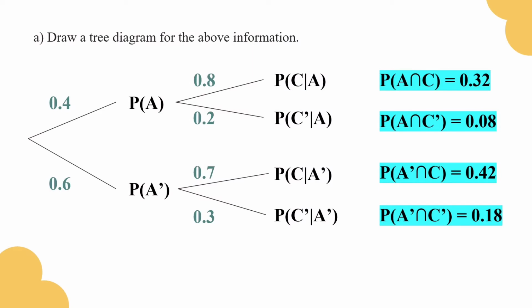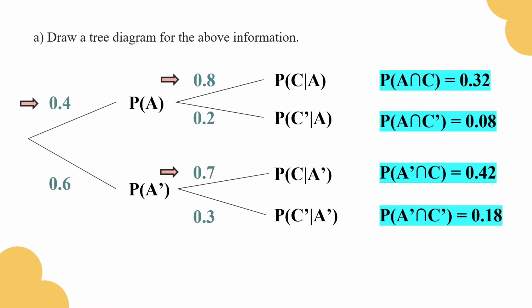First question, draw a tree diagram for the above information. We already know from the given information that the probability of A is 0.4, the probability of C given A is 0.8, and the probability of C given A prime is 0.7. Then the probability of A prime is 1 minus 0.4, which is 0.6. The probability of C prime given A is 1 minus 0.8, which is 0.2, and the probability of C prime given A prime is 1 minus 0.7, which is 0.3.